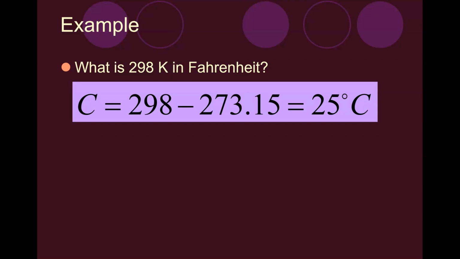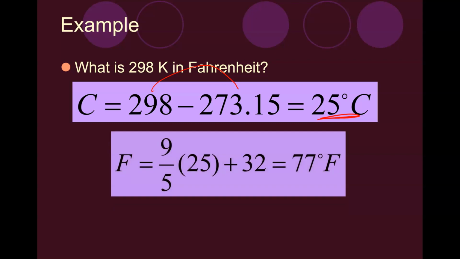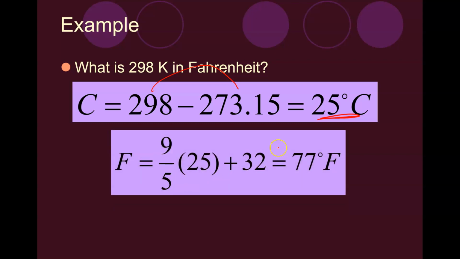We have one more. What is 298 K in Fahrenheit? Again, we've got to go this direction first. We got to get to degrees Celsius. So 298 minus the standard conversion, 273.15, equals 25 degrees Celsius. Then I'm going to take that number, multiply it by 9/5 and add 32. Geez, what a mess. That's why we don't like Fahrenheit in science.